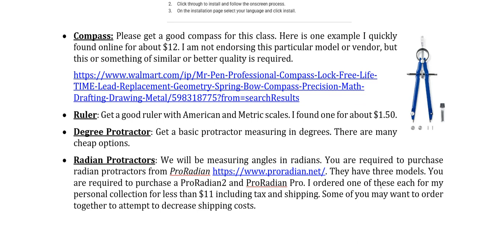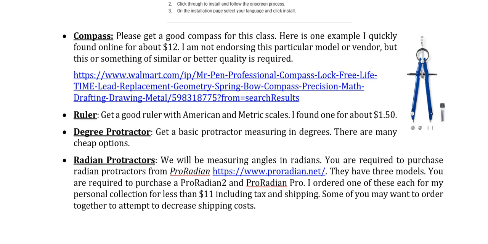A couple other things that you should get. We are going to be using a compass and straight edge and a compass and ruler. So I suggest getting a compass for this class. You want to get one that's pretty good. Here's one link that I found, but I'm not endorsing this particular one, but something along this line, this quality or better. I would suggest this one I found for about 12 bucks.